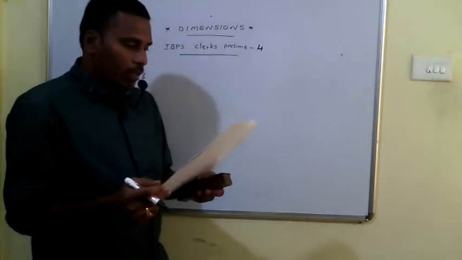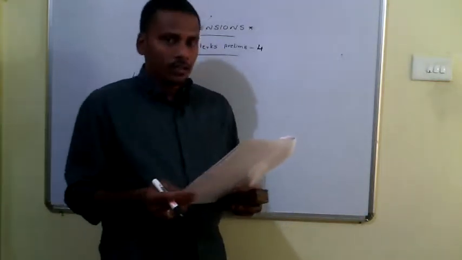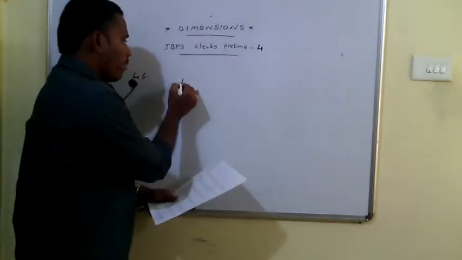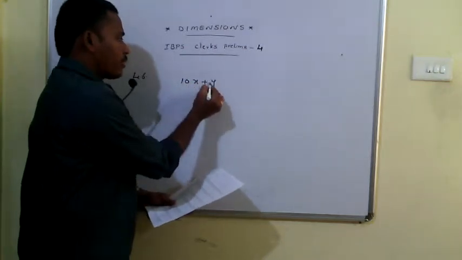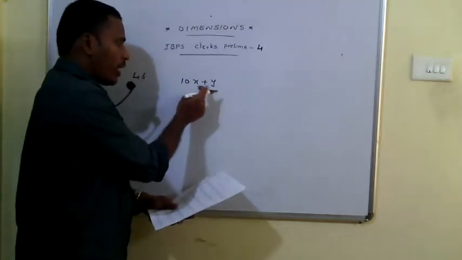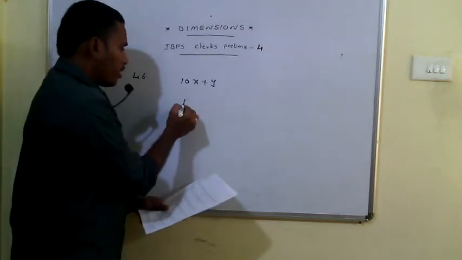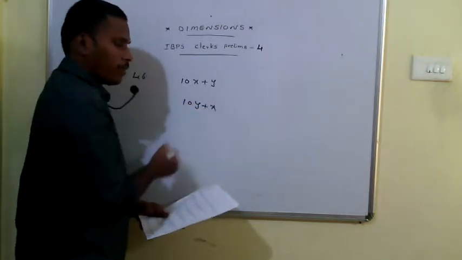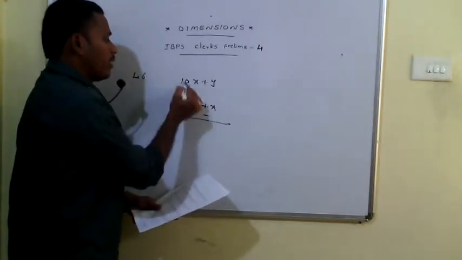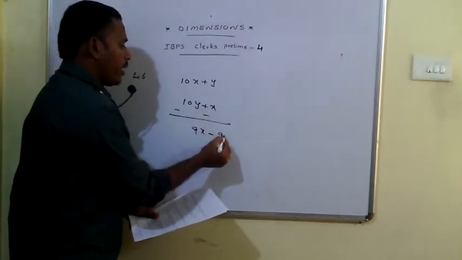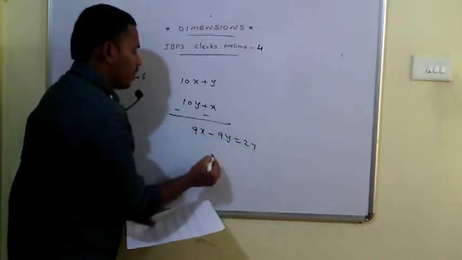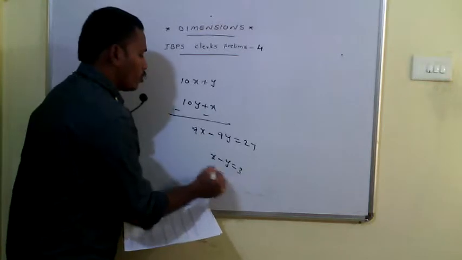If the difference between the two digits of the number is 3, what is the original number? As per the problem, if a two-digit number is taken as 10x plus y, the unit digit is y and the tens digit is x. If you interchange the digits, the number will be 10y plus x. And if you take the difference, it will be 9x minus 9y, and that value is given as 27, so x minus y is equal to 3.